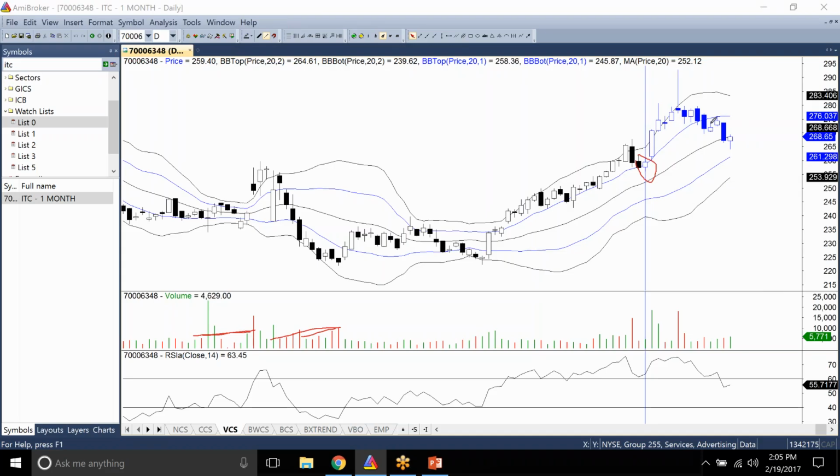All right. Now this is what happened. This was the budget day, 31st. This was the budget day, and this was the day before the budget. From 260 odd levels, it made a high of 295.